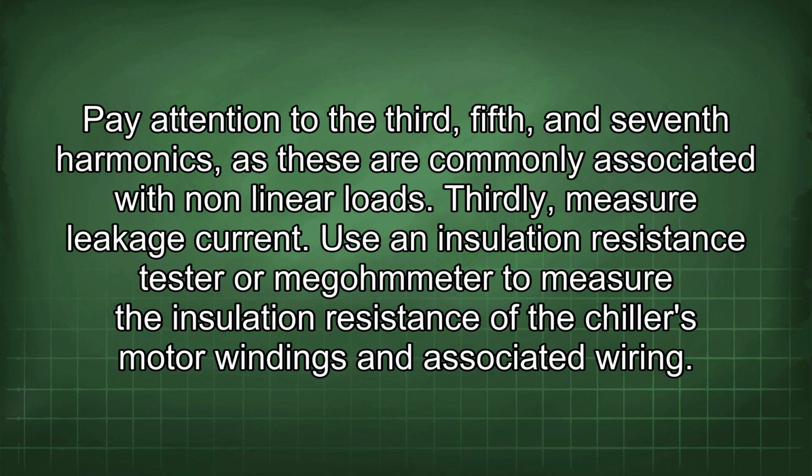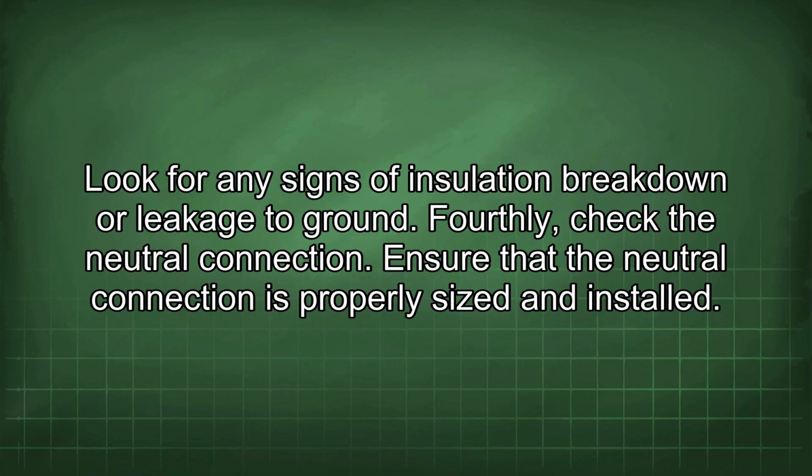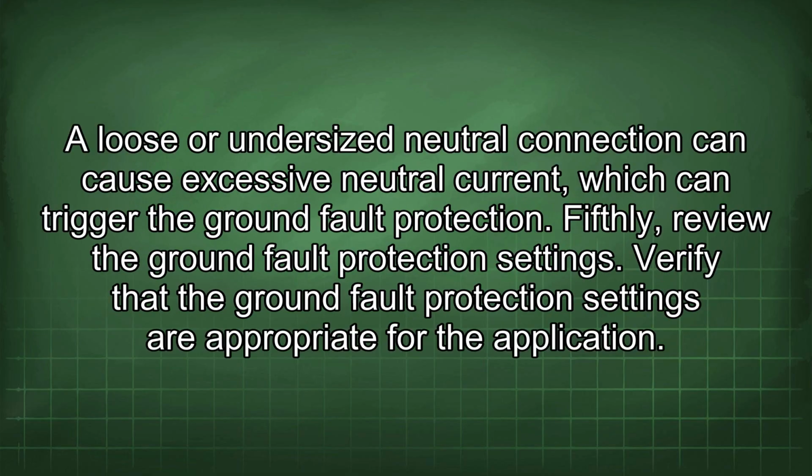Thirdly, measure leakage current. Use an insulation resistance tester or megohmmeter to measure the insulation resistance of the chiller's motor windings and associated wiring. Look for any signs of insulation breakdown or leakage to ground. Fourthly, check the neutral connection. Ensure that the neutral connection is properly sized and installed. A loose or undersized neutral connection can cause excessive neutral current, which can trigger the ground fault protection.